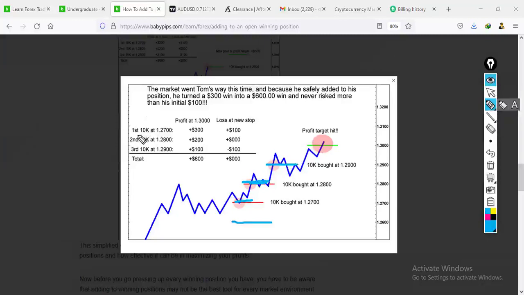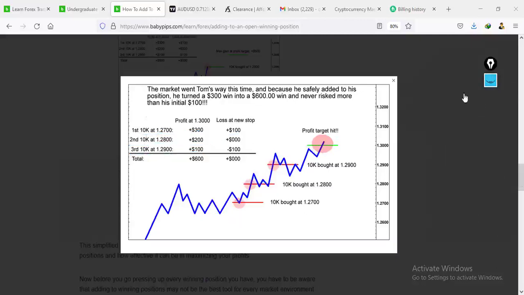So look, the very first position he entered was at this level, $300 risk. Okay, now this pushed up, and Tom added another position to it, and he's now plus $200. Now Tom added a third position, again plus another $100. So 2 plus 1 is 3, plus his initial $300. That made it $600 at take profit here. So that is the good news of adding to positions.